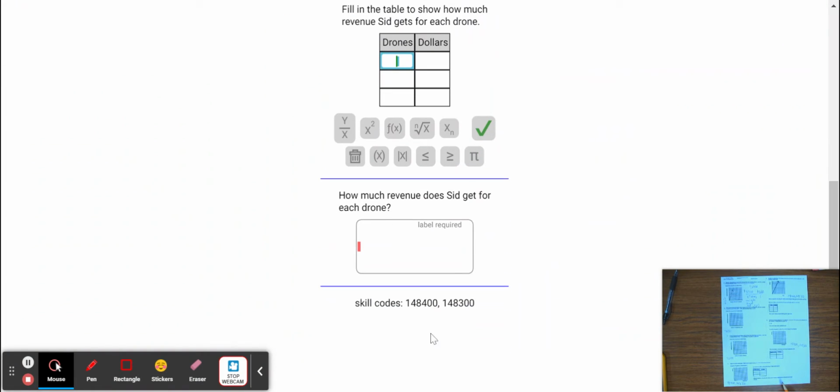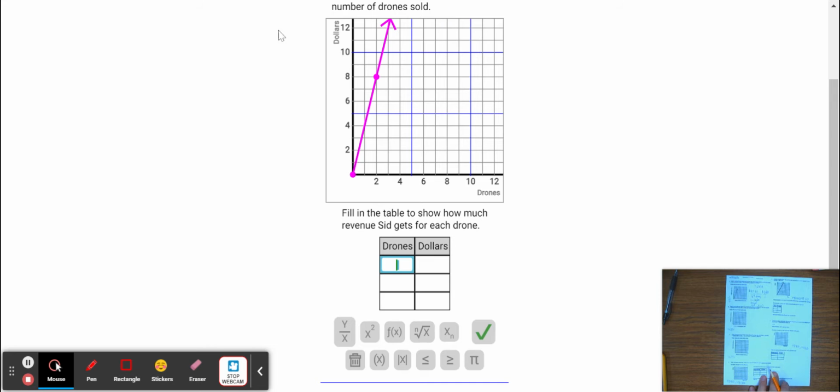Okay, this skill is a condensed version, so there are multiple skills: 148400, 148300. This is what it looks like on the computer.